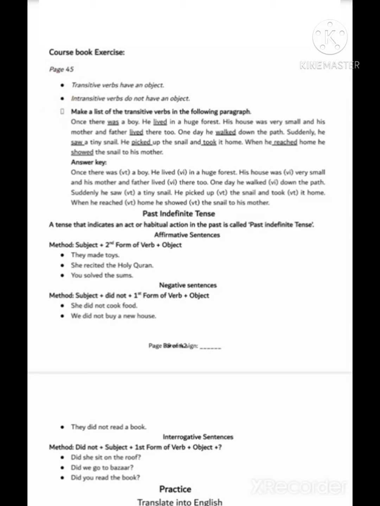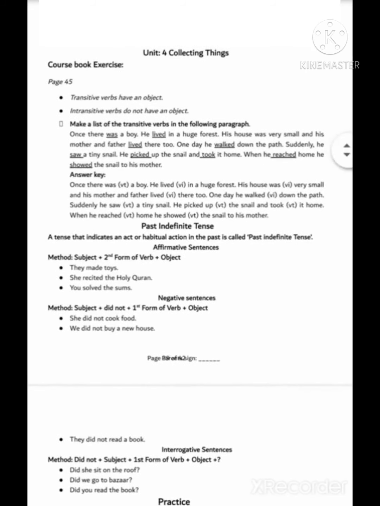So now we're gonna start the example, and that is: make a list of transitive verbs in the following paragraph. I'm gonna start reading the paragraph.